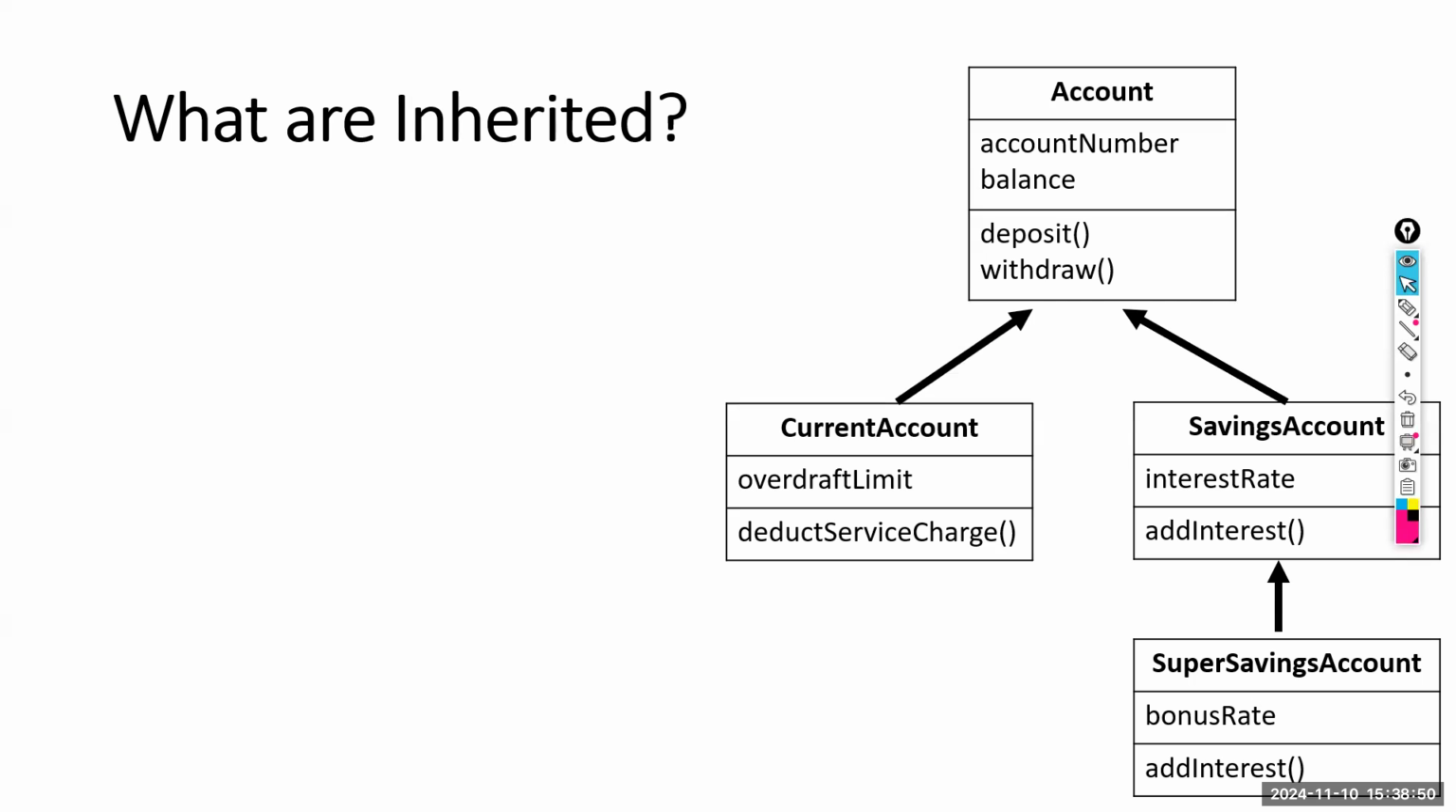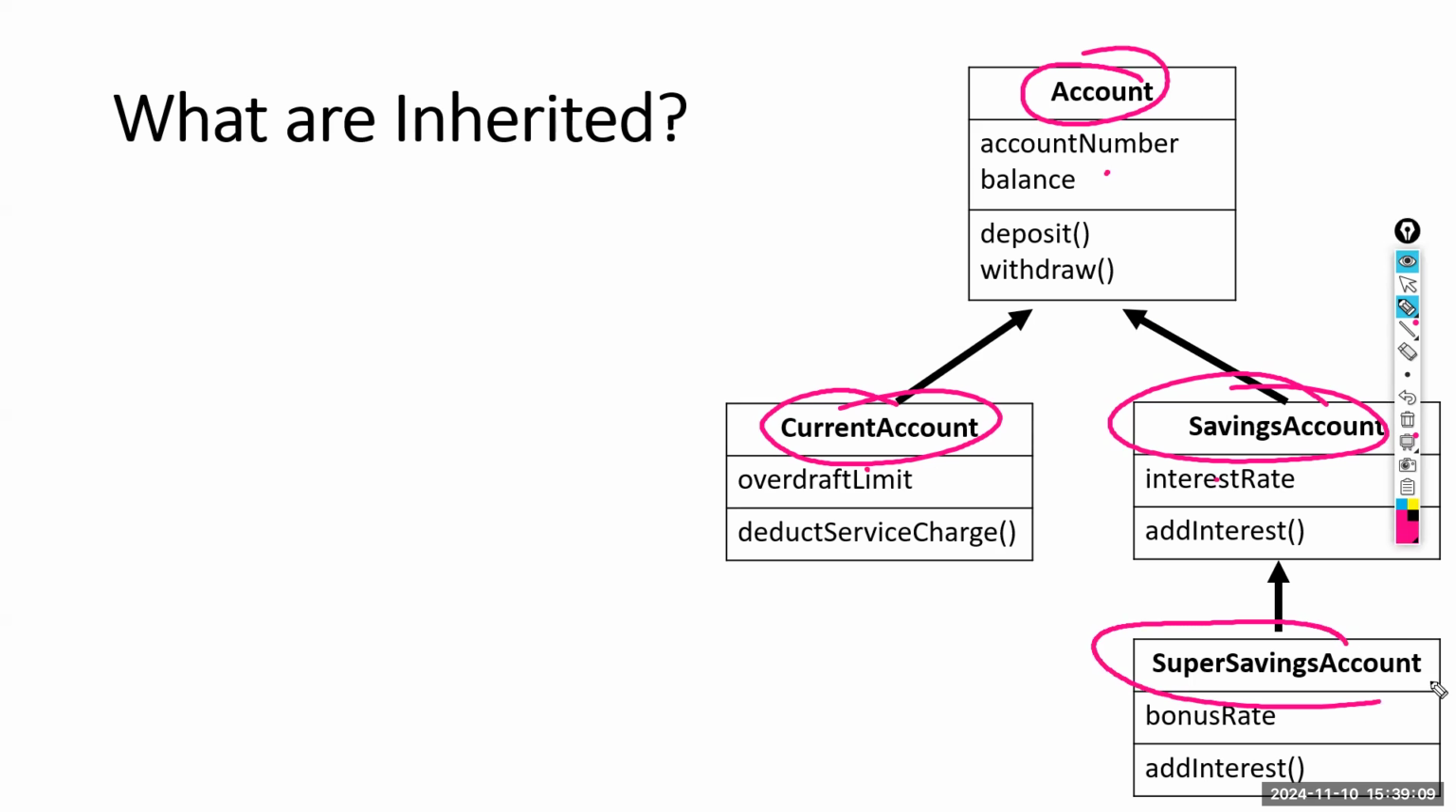But this is not biological inheritance. So here, features are inherited. For example, say account class. So you have the current account class, savings account class, special cases of account class. This is general case, these are special cases. Then a special case of savings account is super savings account. So what are inherited? The simple answer is non-private attributes and behaviors are inherited. Perfect answer. What are inherited to a subclass from the superclass?